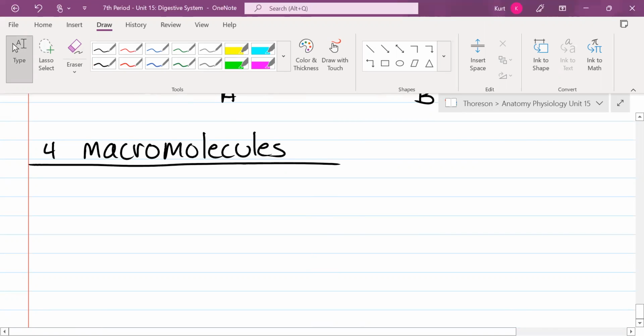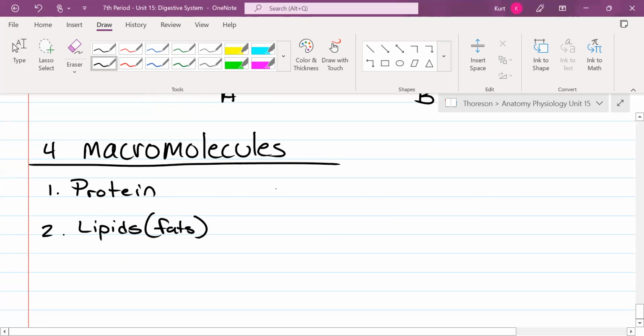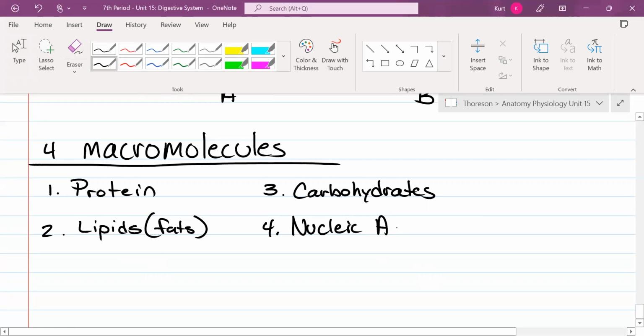I'll do you one better. Amino acids build protein. Protein is one. Another is lipids, which are also fats. Okay, 2 down, 2 to go. Carbohydrates. One more. Nucleic acids. That's it. These are macromolecules that you need in your diet. You need them.